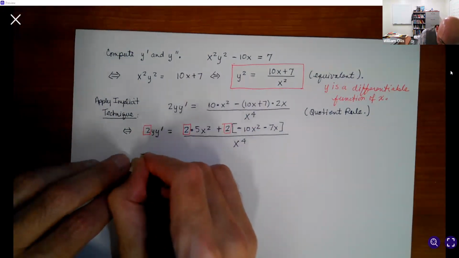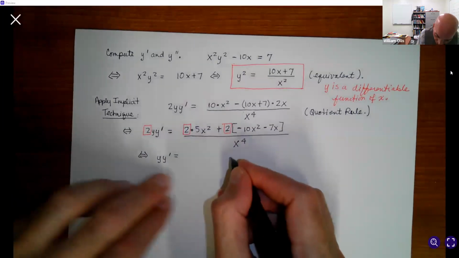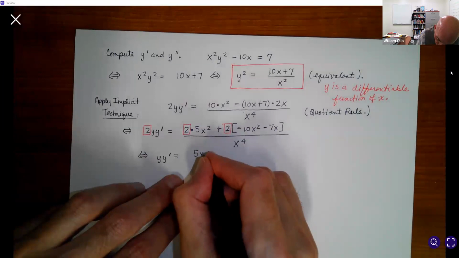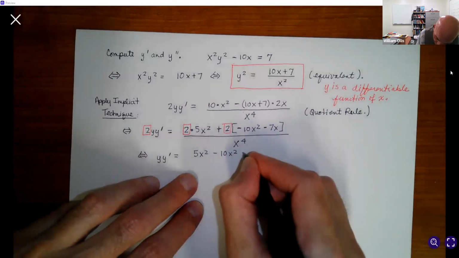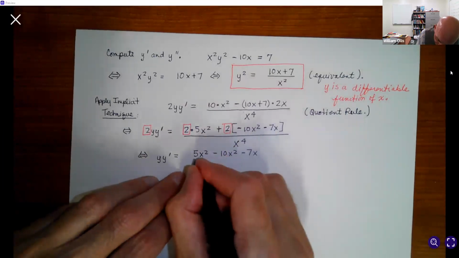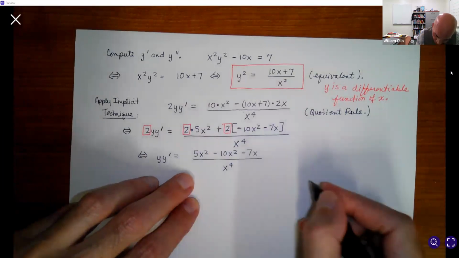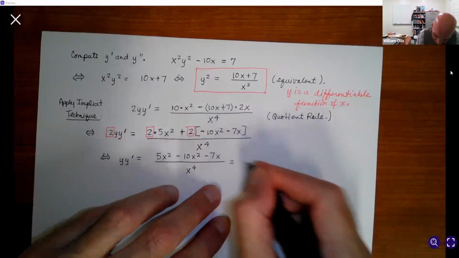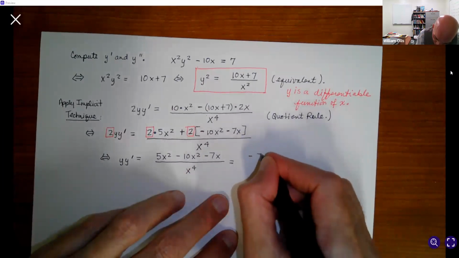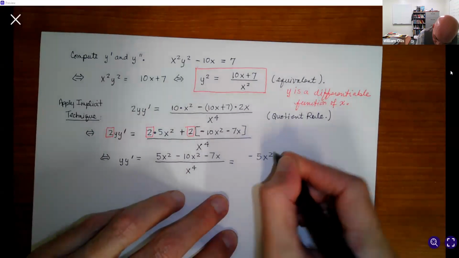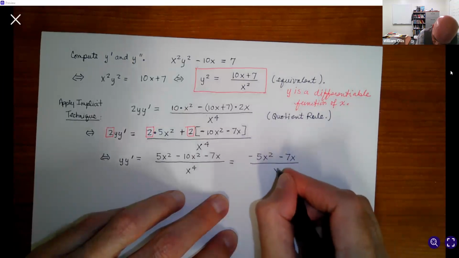So we have equivalently, just waiting out the divide until we clean up the right-hand side, y prime. So we have 5x squared, and then we have minus 10x squared, and we have minus 7x, and then we have x to the 4th. And now as we move over here, we subtract, so we're going to get a minus 5x squared minus 7x divided by x to the 4th.